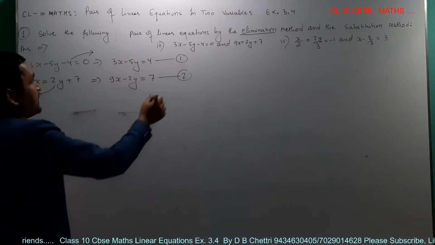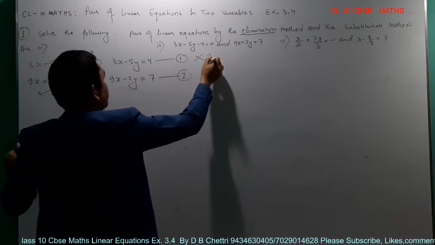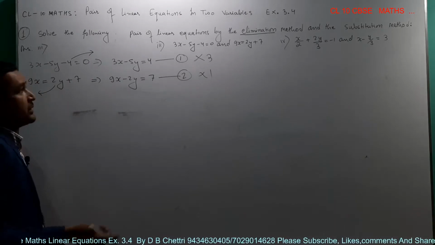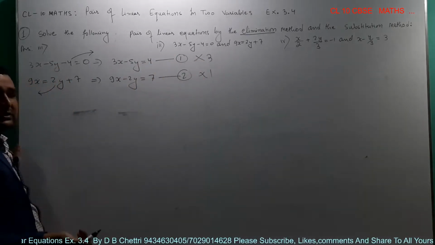Now that means we are going to multiply this by 3 and this by 1. Because 3 times 3 is 9, and 1 times 9 is 9, that means the coefficients of x are the same.